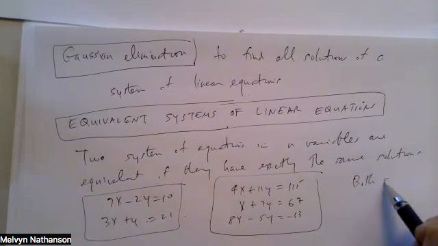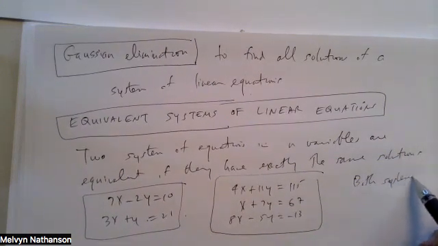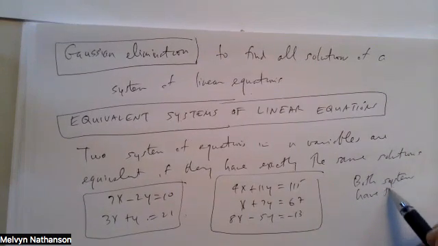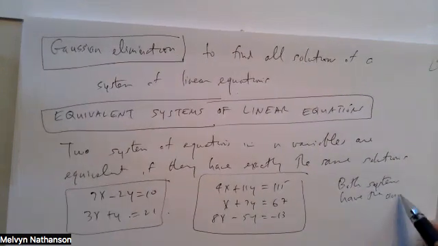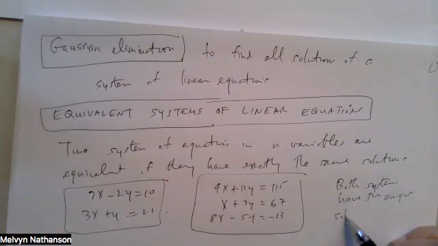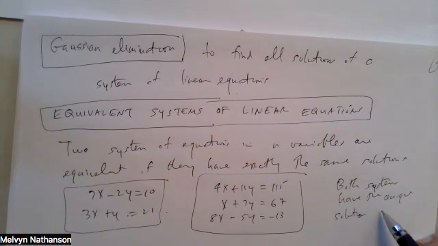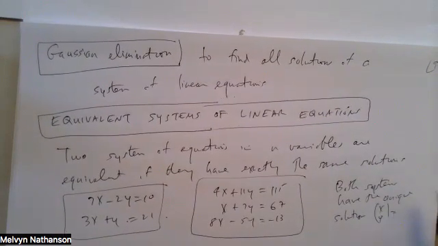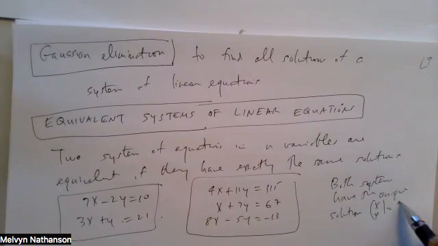In fact, there's a unique solution, as it turns out. So both systems have the unique solution x, y equal to 4, 9.